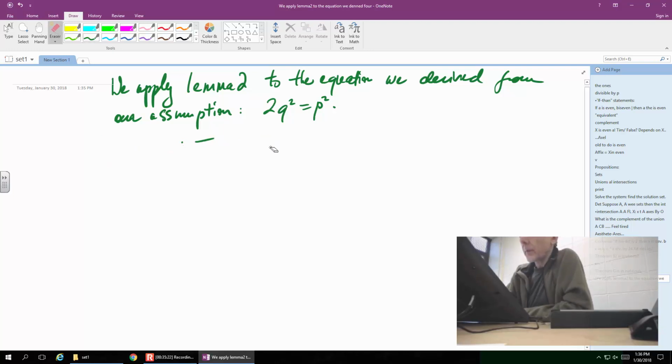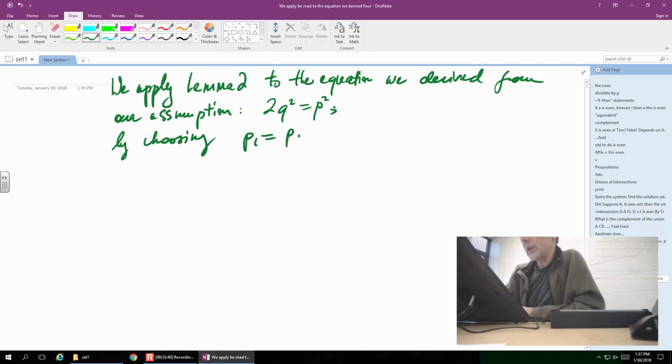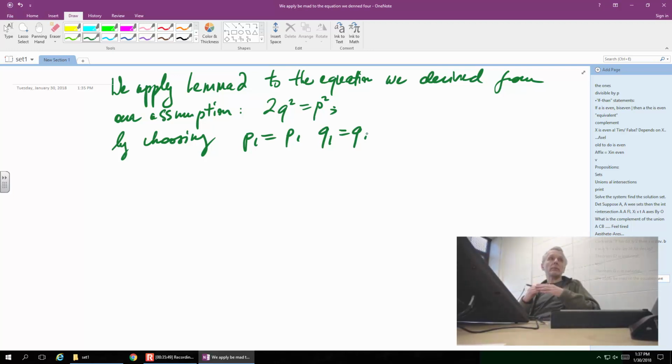A person might be, once again, inexperienced with proofs, so you have to make it more clear what it is that you're talking about when you say I'm applying the lemma. So you say by choosing, say, P1 is equal to P and Q1 is equal to Q. You have to connect the notation in your proof with the statement of the lemma. They don't match exactly, so you have to be careful.